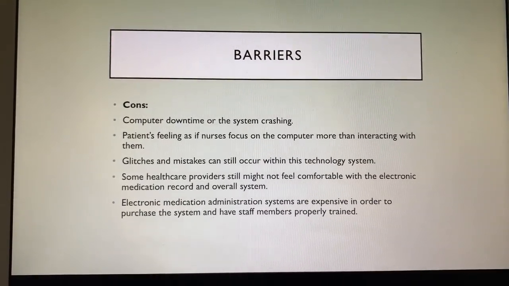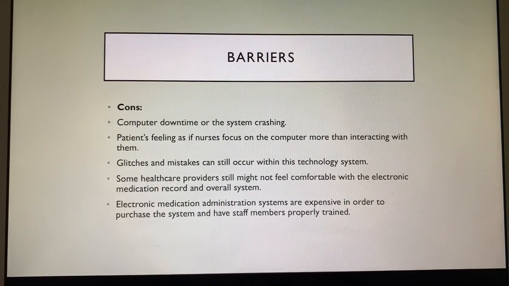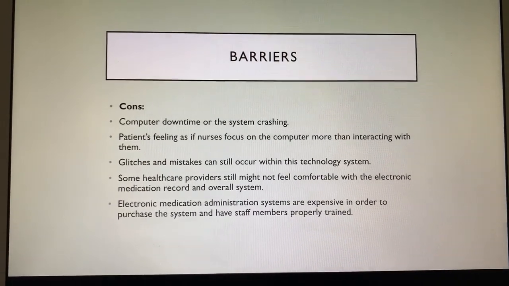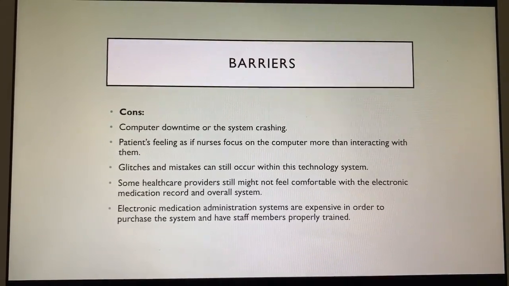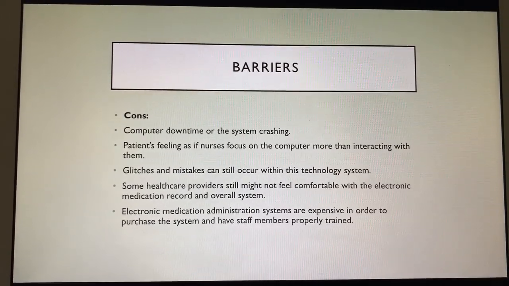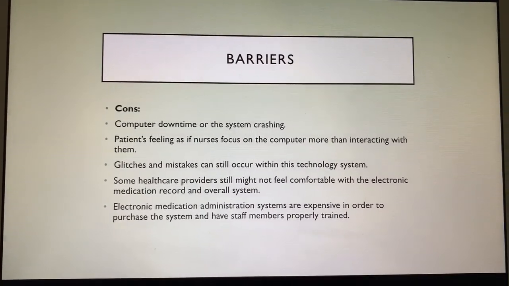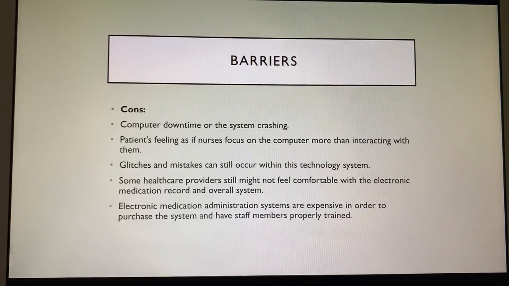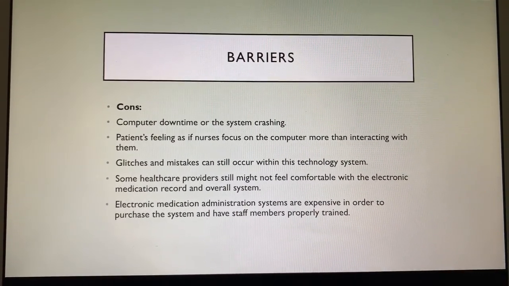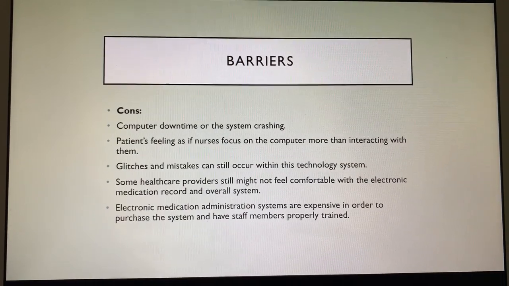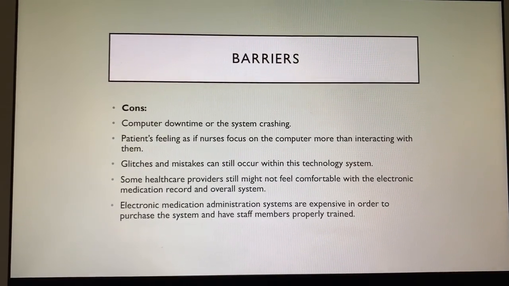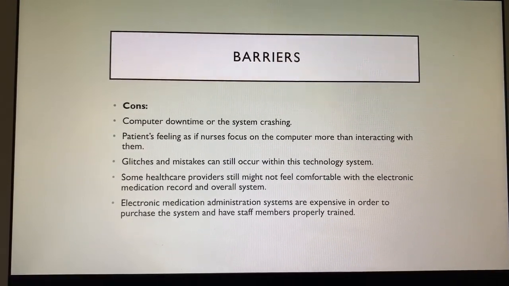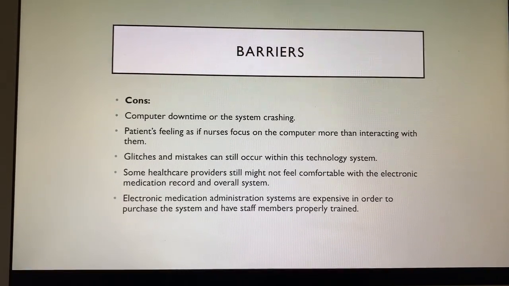And basically everything we do as nurses is on the computer, so it's hard to find that balance, but you want to make sure you're still facing your patient, talking to them, giving them that respect so that they don't feel like your whole focus as a nurse is on the computer. Like I have previously mentioned, glitches and mistakes can still occur within this technology system. So as nice as it is, we just need to continue to be careful and make sure we are reading everything correctly, double checking everything, getting cosigns on medications that need to be cosigned to try to prevent as many mistakes as we can.